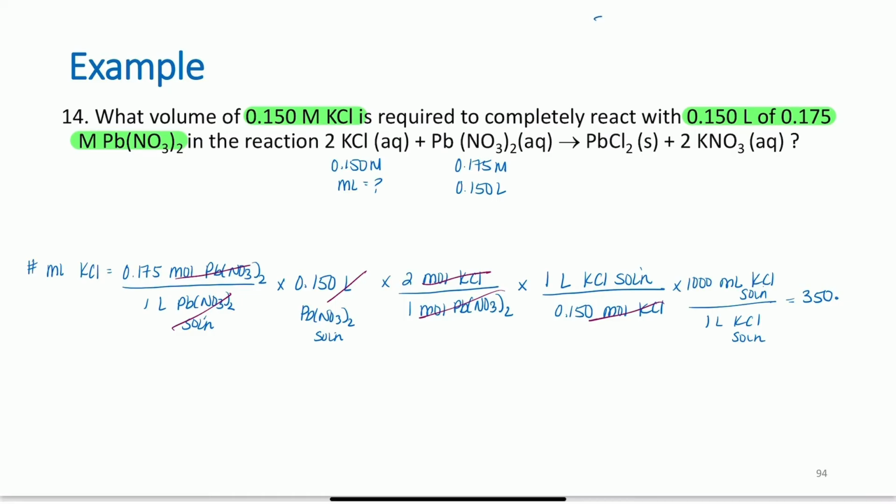If you just write 350, this has 2 sig figs. If you write 350 with a decimal, this has 3 sig figs. If you write 350 decimal 0, this has 4 sig figs. So this is acceptable, or you could write 3.50 times 10 to the second. Either one of those is acceptable, but you do need that decimal place there for sig figs. Milliliters of KCl.